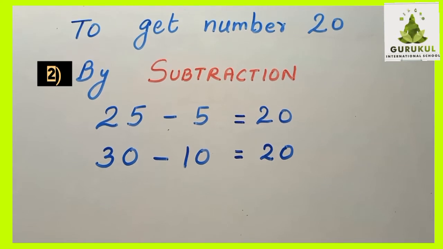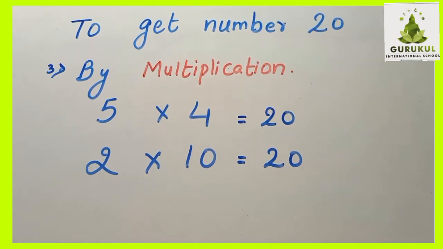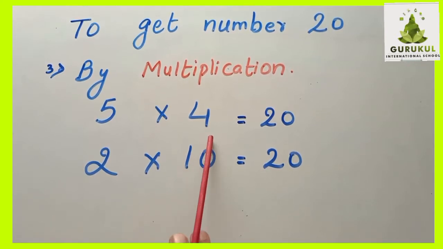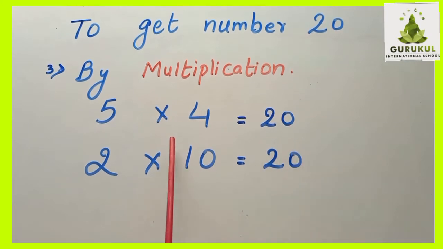Now let's see multiplication and division. To get the number 20 by multiplication, pause the video and copy down this. See these two examples I have given here. 5 into 4 is equal to 20. Which is the operation involved here? You see, multiplication. Is it clear? So the mathematical operation involved is multiplication. I can also write it as 2 into 10 equals 20.